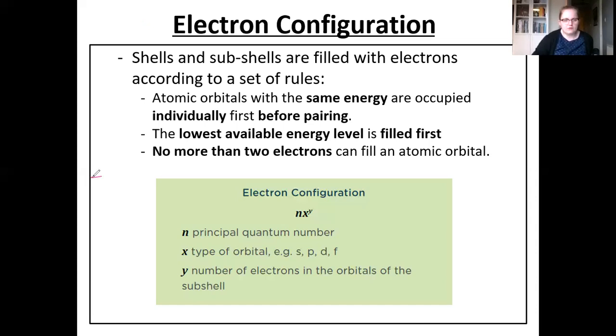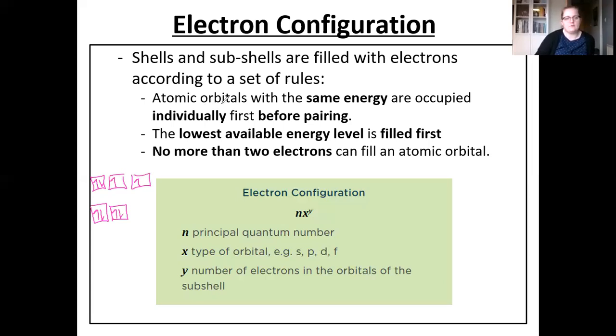I'm going to draw them as boxes. Pretend we filled up our s orbitals already. If we only had 4 electrons to fill up in this subshell, we would have electron, electron, electron, and then an electron coming in here. What we wouldn't have is what I'm going to draw here. We wouldn't have this happening, because that isn't following our first rule.